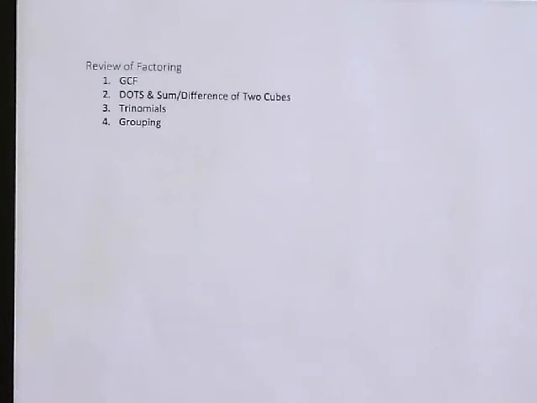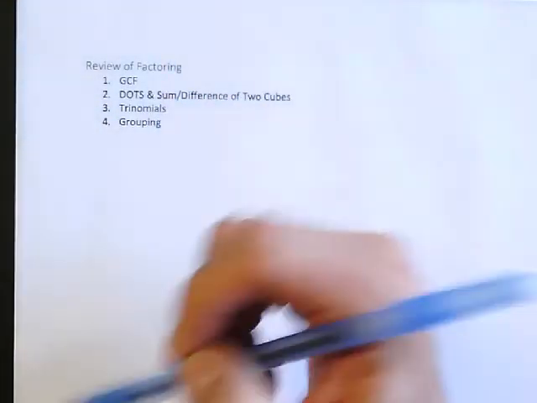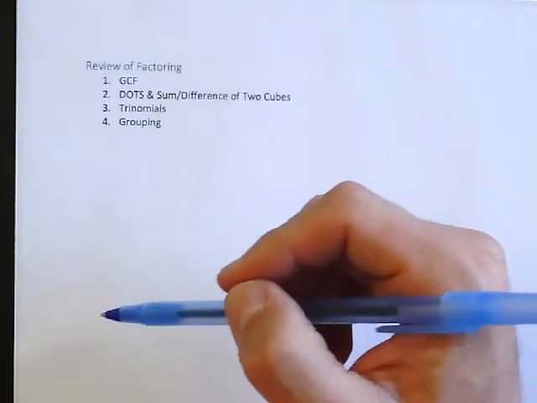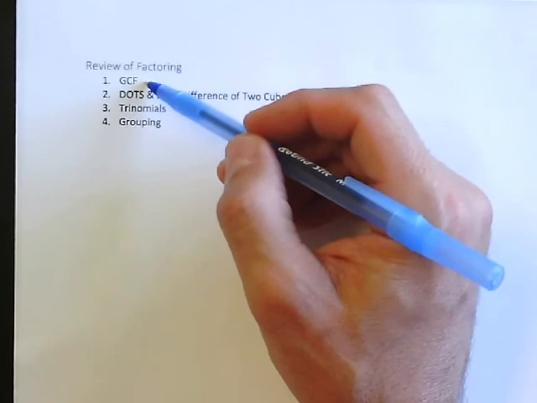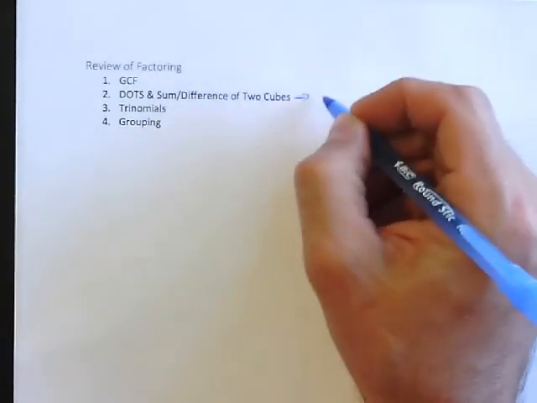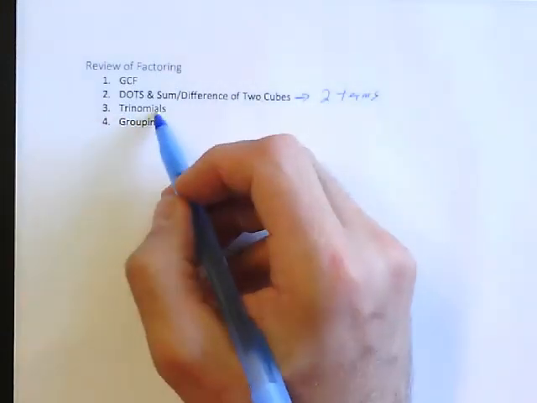You have GCF, which can always be used, all right? Not always, but pretty much it's your first one. It doesn't matter if you're dealing with a binomial, trinomial, 4 terms, 5 terms, whatever it is. I found that looking at the number of terms tells you how to factor it. Just always try a GCF first and hope it works.